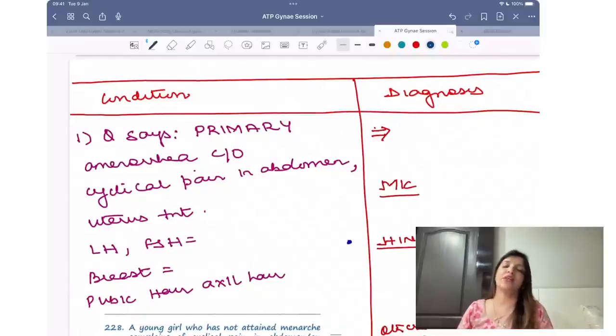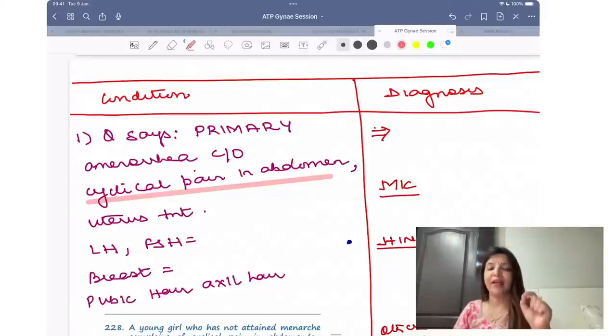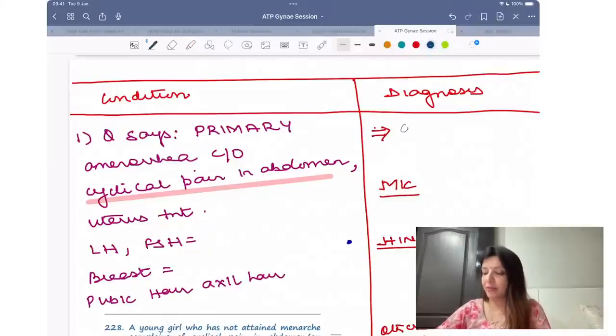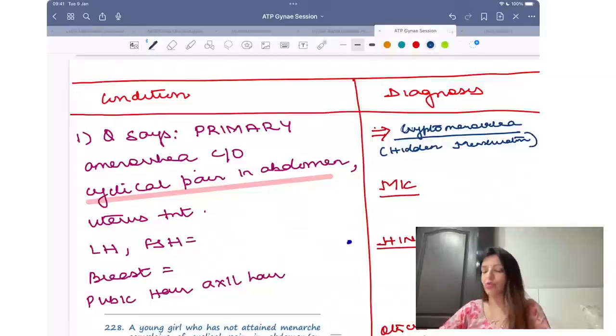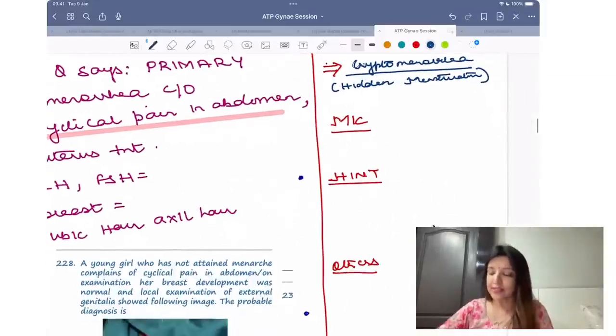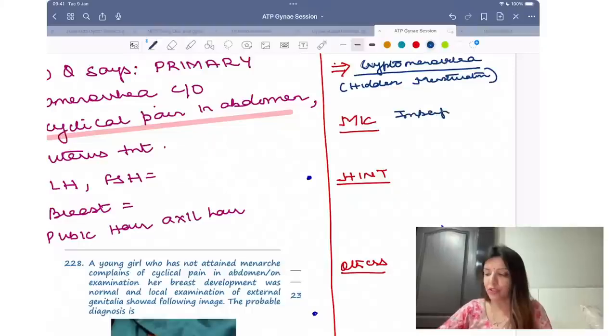Whenever your question says that there is primary amenorrhea and that there is cyclical pain in abdomen, as soon as the words cyclical pain in abdomen come, it means that your patient is having hidden menstruation. That means there is cryptomenorrhea. Cryptomenorrhea means hidden menstruation. So the patient is menstruating properly, but the menstrual blood is unable to come out. Why does this happen? The most common reason for this is imperforate hymen.